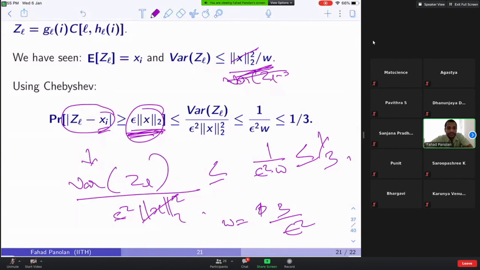Just apply Chebyshev on that. What you will get is this one. So the variance of that will come, divided by the square of what you are talking about, like what is the quantity you are interested in.